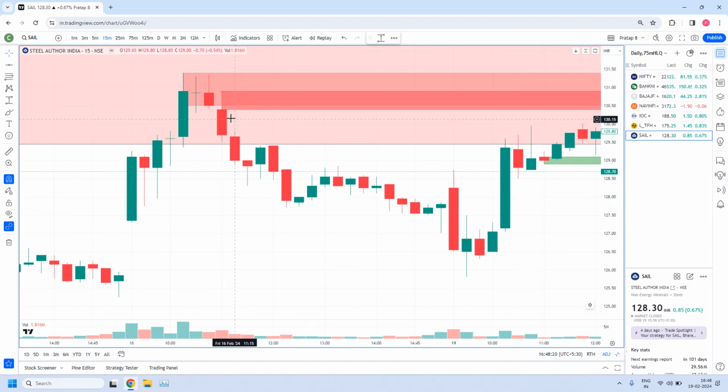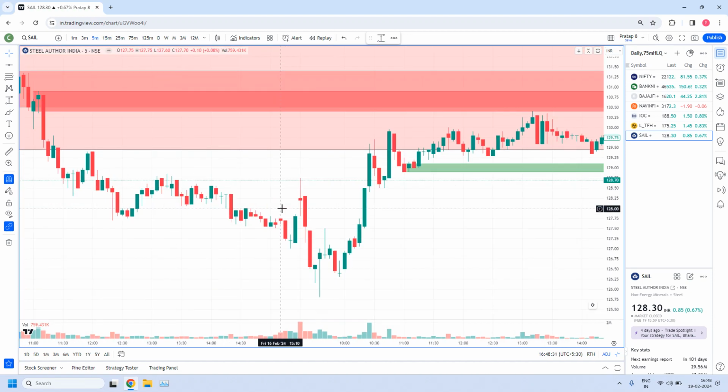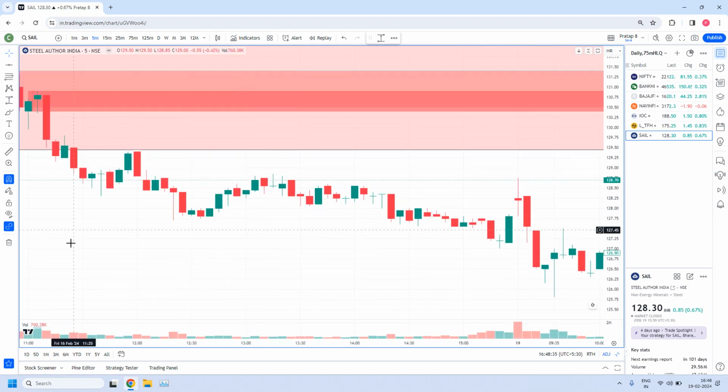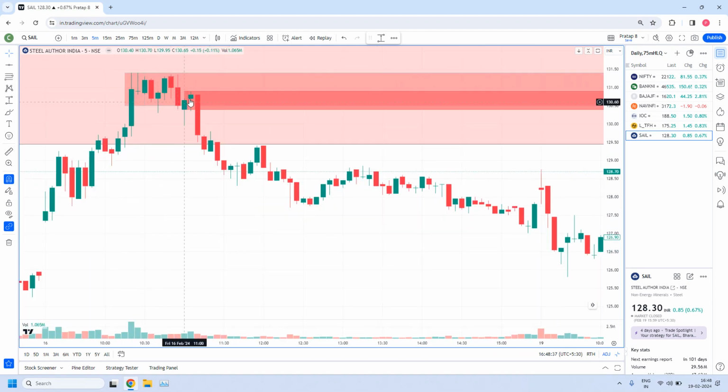Okay, before that what we need to check? We need to check for a 5-minute zone also inside this newly created 15-minute zone. So that is the reason why I went to the 15 minutes time frame. In the 15 minutes time frame, I identified a drop candle, 2 base candles and a drop candle.